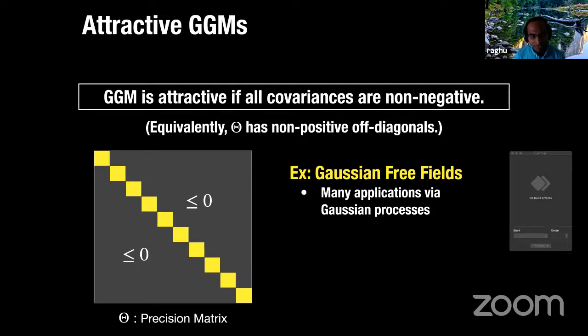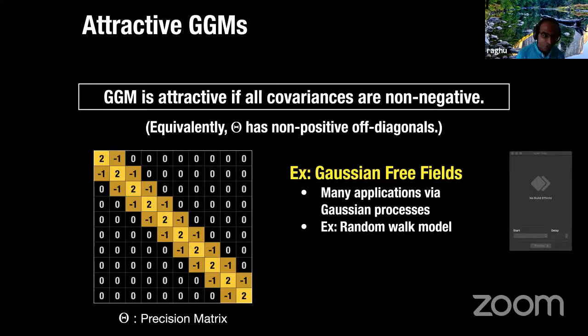Okay. So there are many special cases of attractive GGMs that are studied in machine learning, such as Gaussian free fields. These arise in many applications via Gaussian processes and supervised and semi-supervised learning. For instance, the random walk model that we looked at before is an attractive GGM. As you can see, all the off-diagonal entries are non-positive. And even in these attractive GGMs, the resulting precision matrix, even if it has small degree, can be ill-conditioned. For instance, for the random walk model, if the underlying graph has long paths, you end up with ill-conditioned precision matrices.